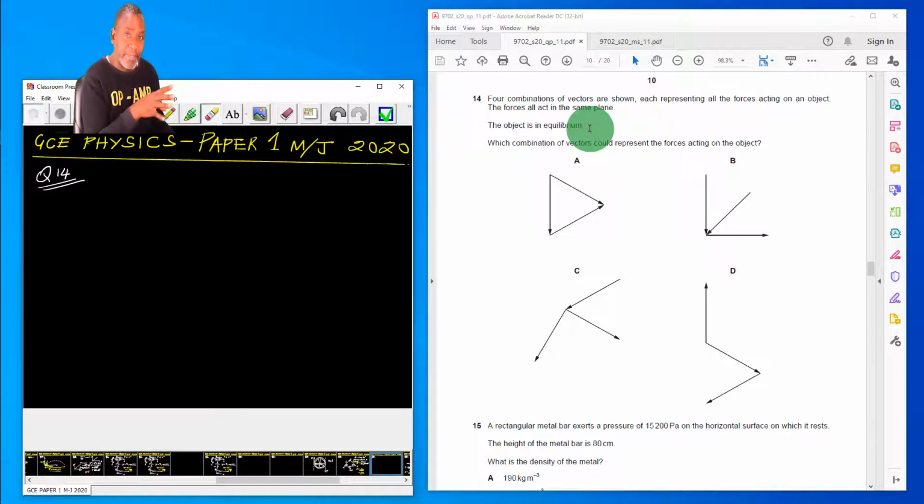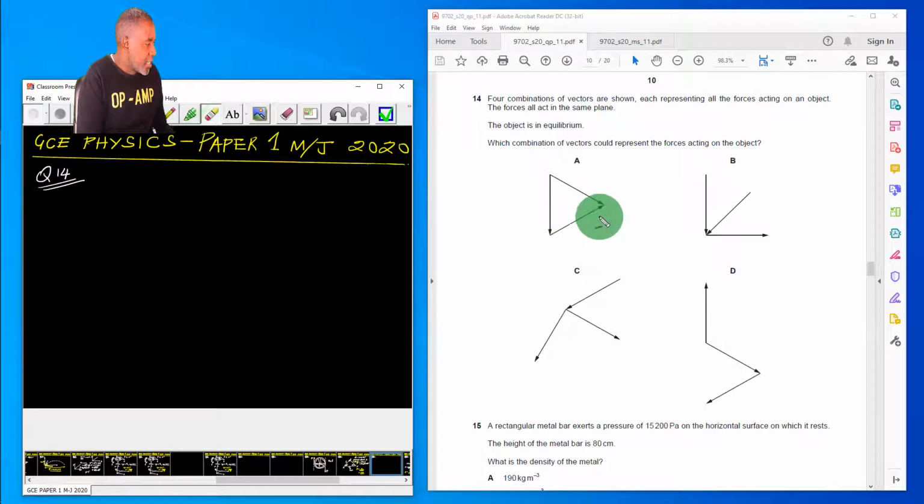Or I can even connect them using some other methods, because I can see each one of these systems is connected differently. We are asked this question: which combination of vectors could represent the forces acting on the object when it is in equilibrium? Let's look at A.